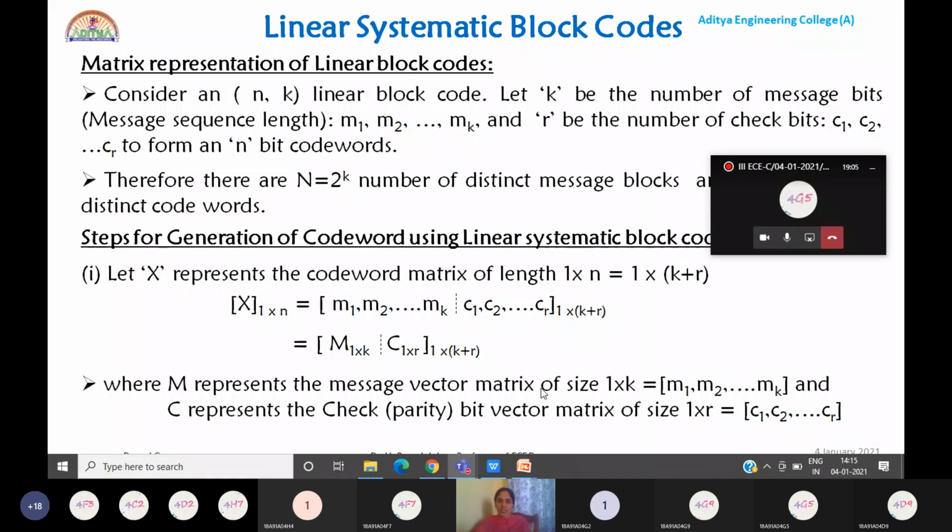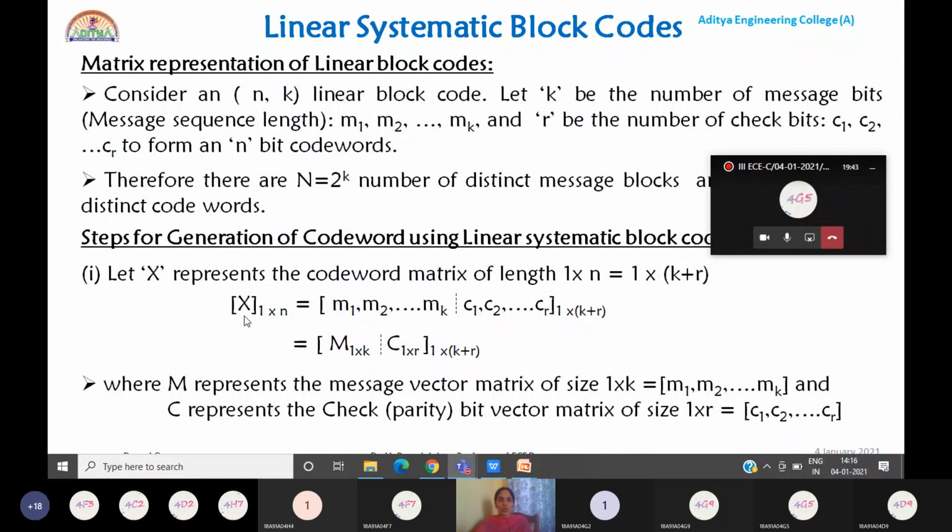So m is a message vector matrix of size 1 by k, and c represents the check bit matrix of size 1 by r. Check bits, as I already told you, are also called redundant bits or parity bits. So what is a code word? It is of size 1 by n, consisting of k message bits followed by r check bits. Remember, using message bits you can calculate check bits, and message followed by check bits gives you the code words. This is the type of problem you need to solve.